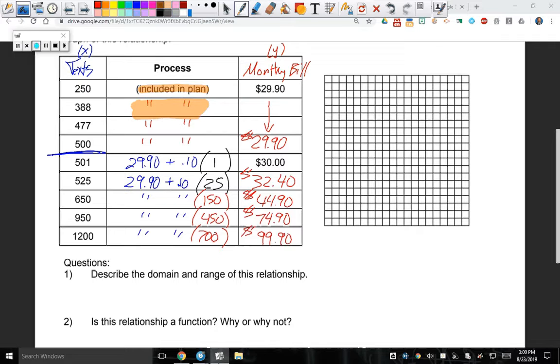Okay, so what I want to do now is we're going to graph the data so that it'll help set us up for the piecewise functions that we're learning here soon. Okay? So, let's go ahead and graph these points as an input x-axis of number of texts and a y value of the monthly bill.